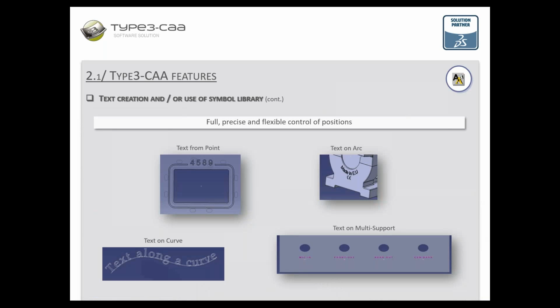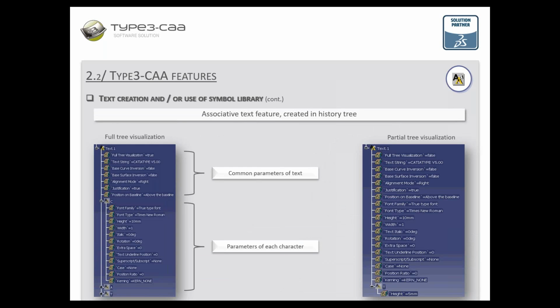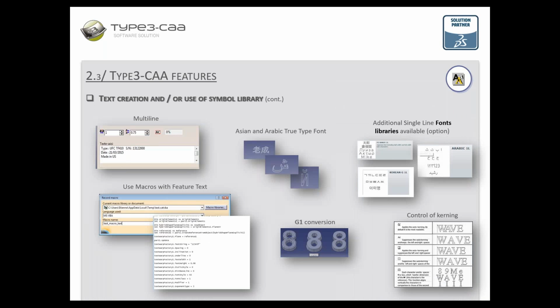Type 3 allows full, precise, and flexible control of positions. You can write text from a point, text on arc, text on a curve, text on multi-support. The text feature is created in the history tree of CATIA, so it's very convenient if you want to re-edit your text and change it. You can write multi-line text. Of course, you can use Asian and Arabic TrueType fonts. You can use macros also with the feature text. You have access to automatic G1 conversion and control of kerning.